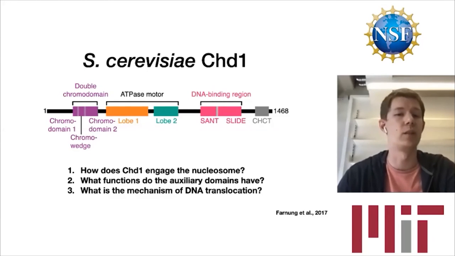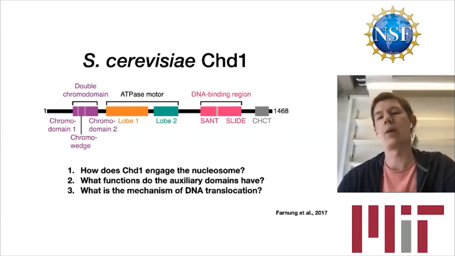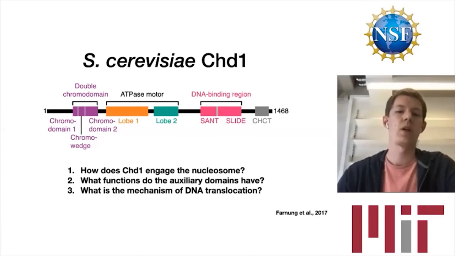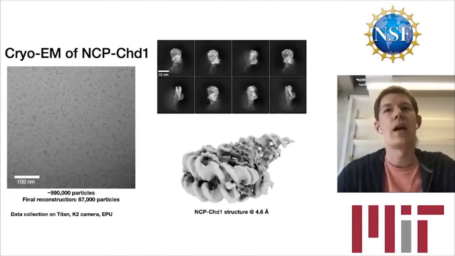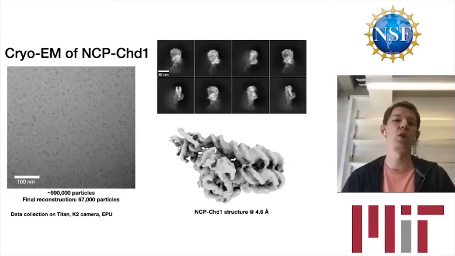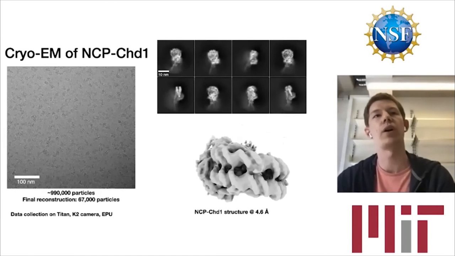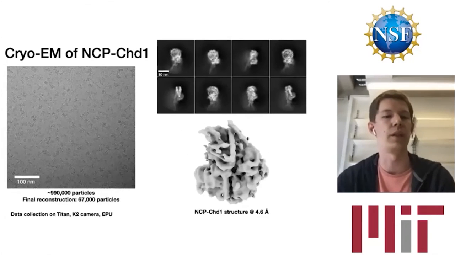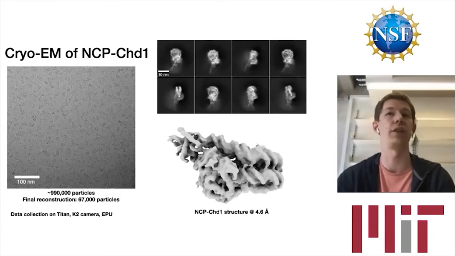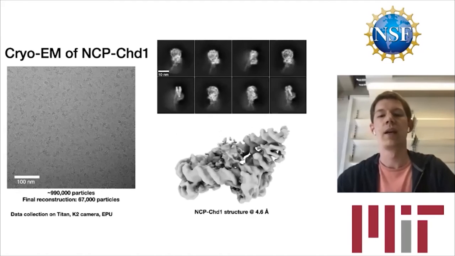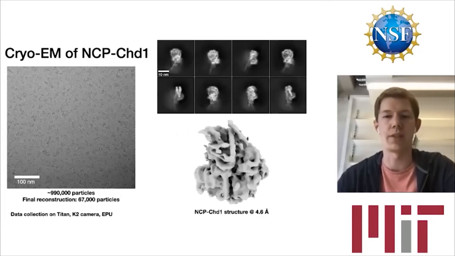So Chd1 is really an ideal model system to study chromatin remodeling. Specifically, I wanted to understand how Chd1 engages the nucleosome, what functions the regulatory domains have, and also learn about the mechanism of DNA translocation. And for this purpose, I was able to form a complex between the nucleosome and Chd1 and then collected a cryo-EM data set with approximately 4,000 micrographs, and particle picking then revealed approximately 1 million particles. Subsequent classification then revealed a nucleosome-like structure with additional density for Chd1. And I then obtained a reconstruction of this complex at a nominal resolution of 4.6 angstrom.